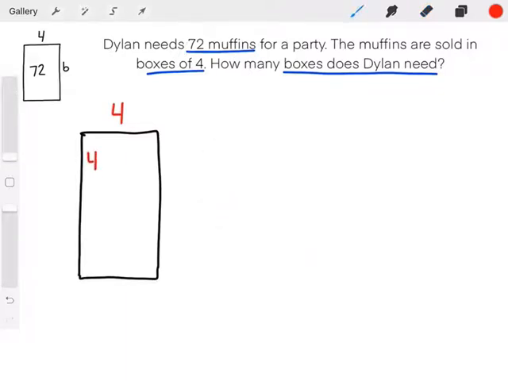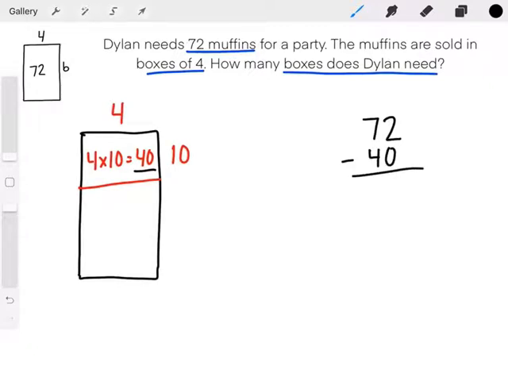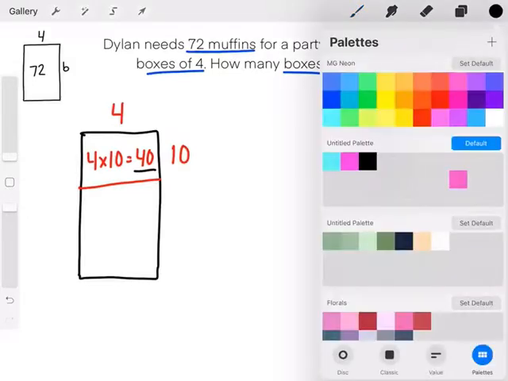So 4 times 10 gives us 40. So here's the 4, and we put the 10 here. Now remember, we have to subtract from that total to see how much we have left. So 72 minus that 40 will give us 32. Is there a number that you can multiply 4 by that's close to 32? Take a second and think about that.